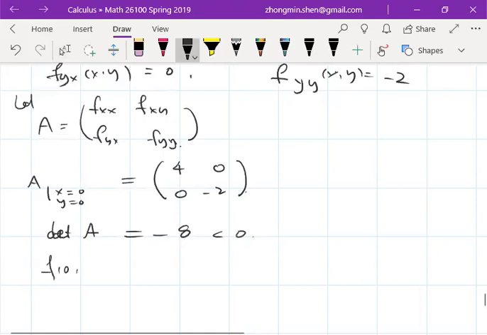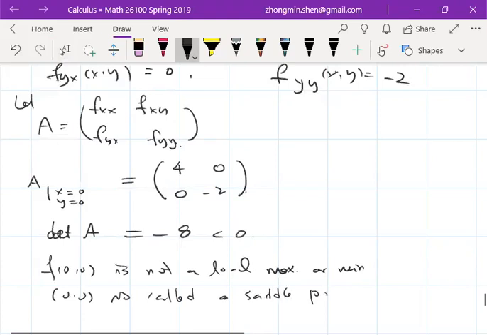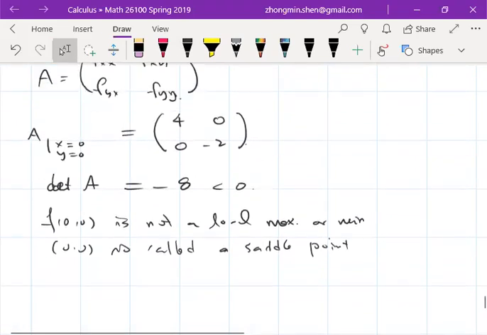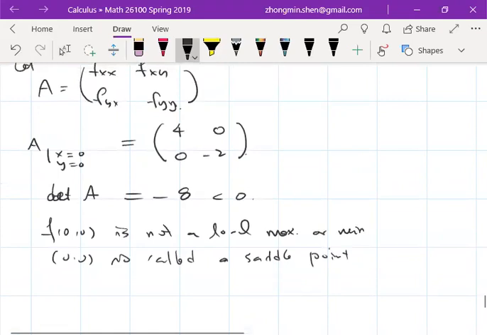So f(0, 0) is not a local maximum or minimum. Okay? And in this case, this point is called a saddle point. Okay? The graph will cross the tangent plane. The graph looks like that. Okay, in one direction, yeah, it's hard to draw it. It's like that, you know.